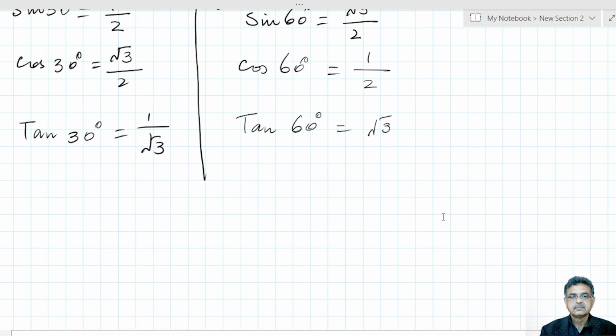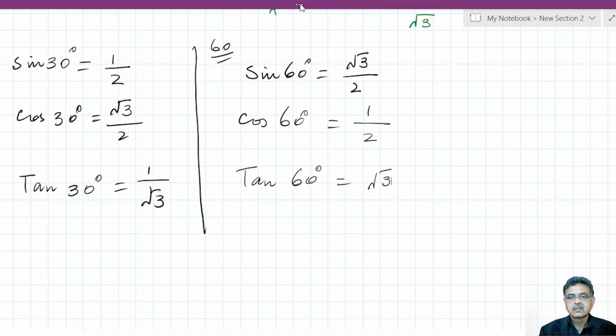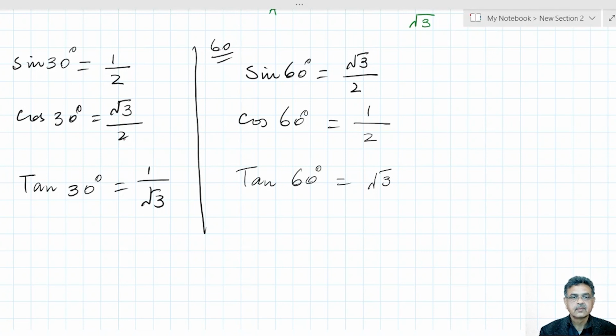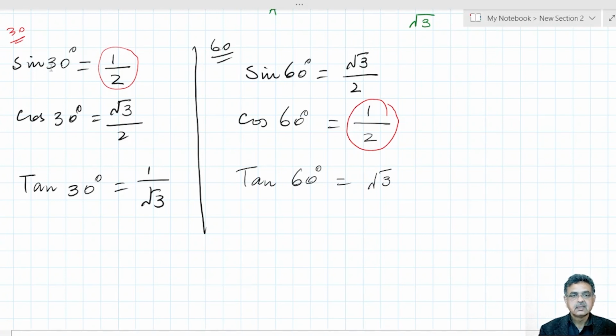Now you can see that sine 30 degrees is 1 upon 2. These are the ratios of 30 degrees, and these are the ratios of 60 degrees. And cos 60 degrees is again 1 upon 2. The reason is that the side opposite to 30 is 1 and the side adjacent to 60 is the same 1, and the hypotenuse is common for both of them.